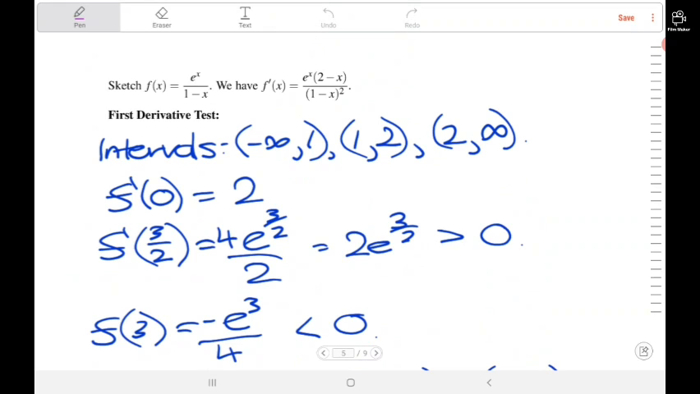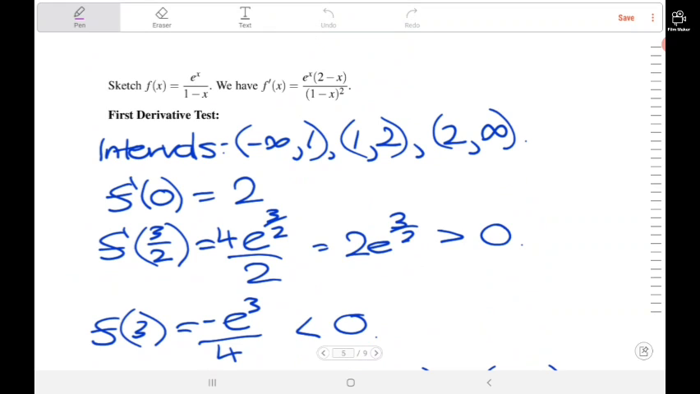Remember, we found the derivative on the previous page. And the intervals we're interested in are negative infinity to 1, 1 to 2, so that's either side of our vertical asymptote, and then 2 to infinity, so 2 being, in this case, the critical point, where we know the slope is 0. So we can test the derivative at a point in each of these intervals. When we test this at 0, we get 2. When we test this at 3 over 2, we get 2 e to the power 3 over 2. Doesn't really matter too much what the exact value is. This is greater than 0, which means the function is increasing.